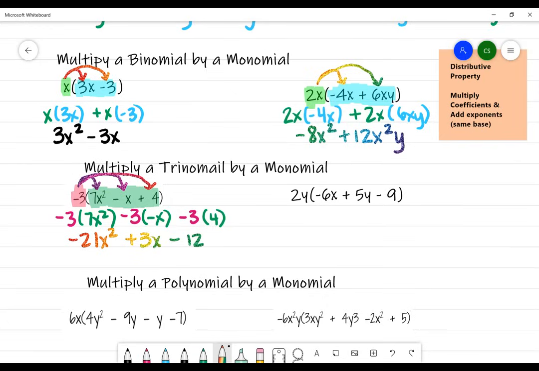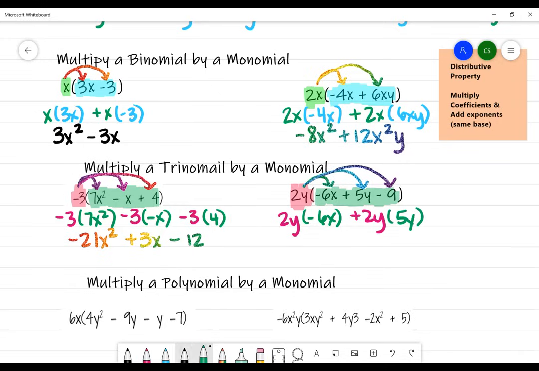All right, 2y times negative 6x plus 5y minus 9, meaning I'm taking the outside term and I'm multiplying it to every term on the inside of my trinomial. So I'm taking 2y and multiplying it to a negative 6x, 2y and multiplying it to 5y, 2y and multiplying it to negative 9. So 2y times a negative 6x, positive 2y times a positive 5y, and a positive 2y times a negative 9.